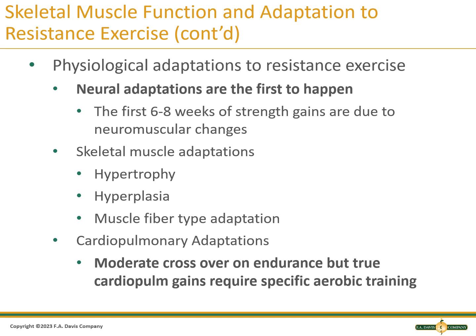Then we start to see skeletal muscle adaptations where we can see hypertrophy, which is an increase in the muscle size. Hyperplasia is going to be the increase in the number of muscle cells, and muscle fiber type adaptation, depending on the training that we are using. We can transition muscles from type 1 to type 2 based on the demands of the activity. We can also look at cardiopulmonary adaptations, but remembering that there's minimal crossover if we're not utilizing aerobic exercise. So there's moderate crossover on endurance, but true cardiopulmonary gains require specific aerobic training and aren't something that we can see a whole lot of from resistance training.